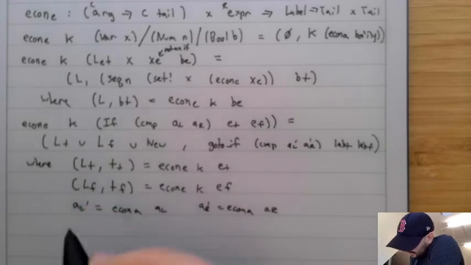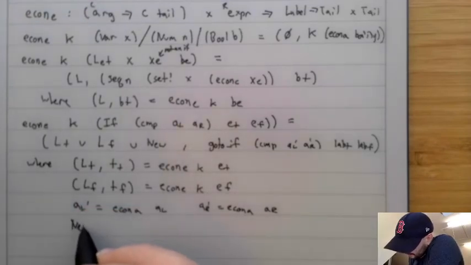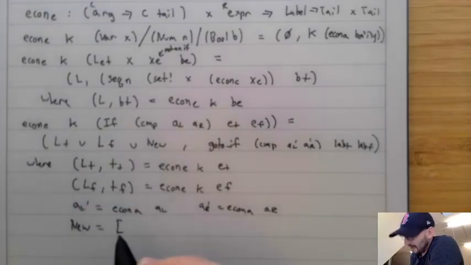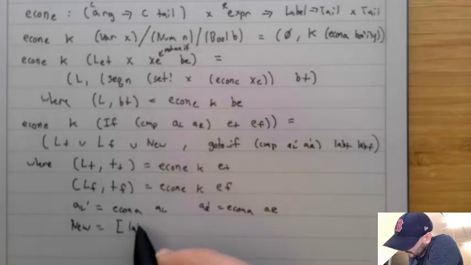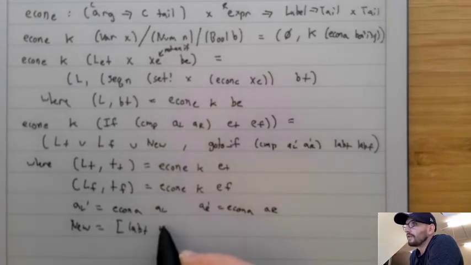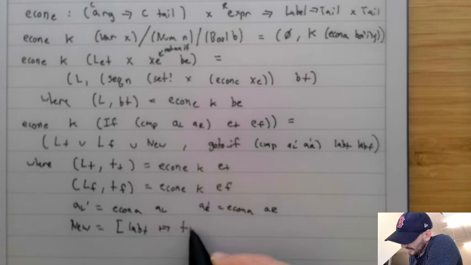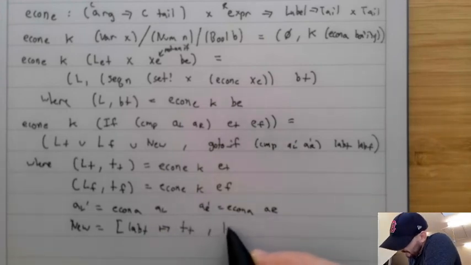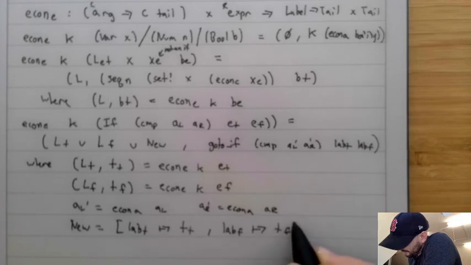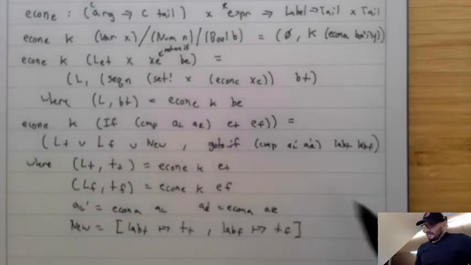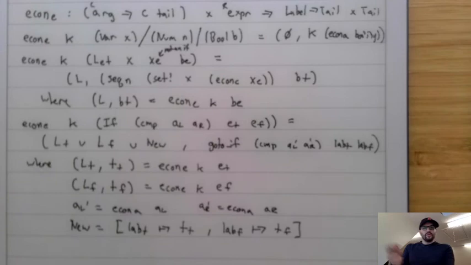Okay, now what is new? So new is a mapping that goes from the true label to the true tail, and from the false label to the false tail. Now these labels are newly generated labels that are unique in the program.